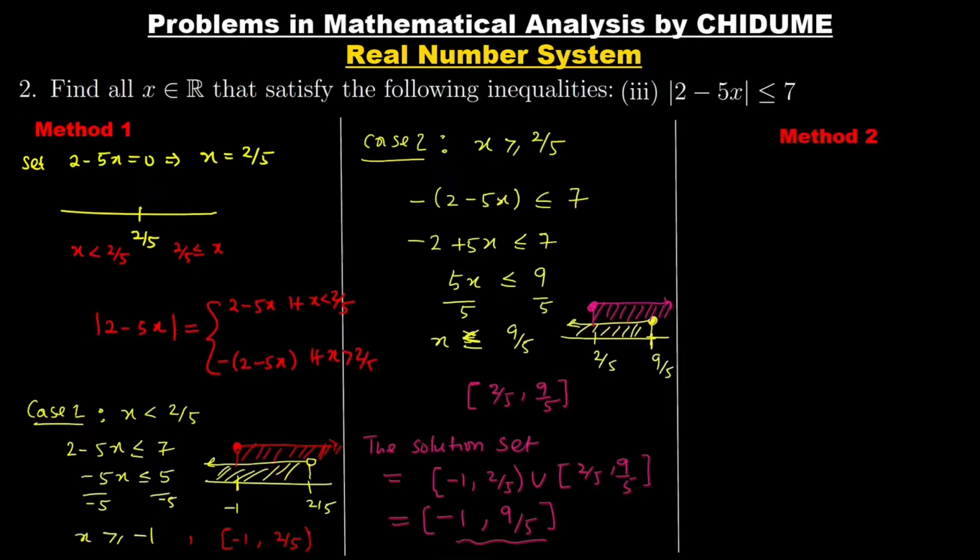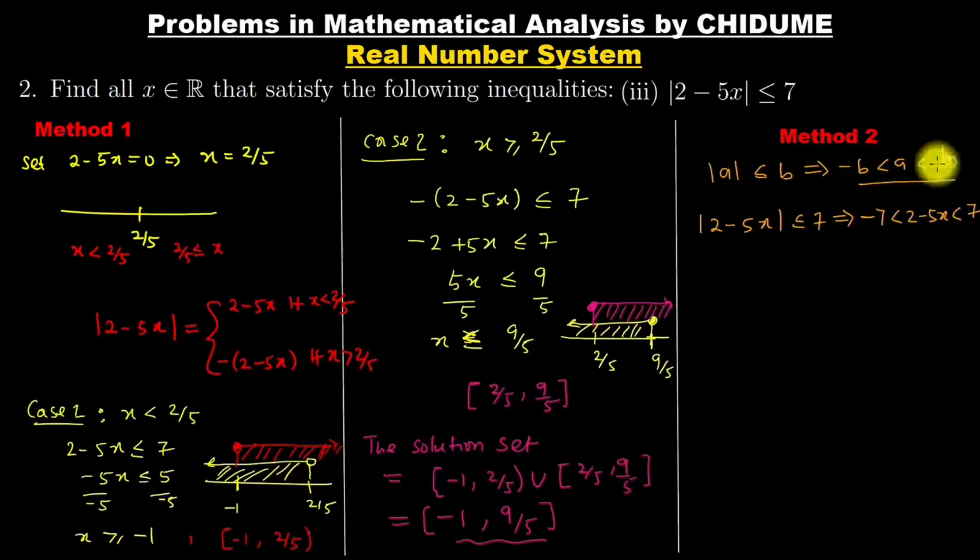Now let's look at the second method for solving this problem. Don't forget that if you have the absolute value of a less or equals to b, this implies that negative b is less than a, which is also less than b. So meaning that if the absolute value of 2 minus 5x is less or equals to 7, it implies that -7 is less than 2 minus 5x, which is less than 7.